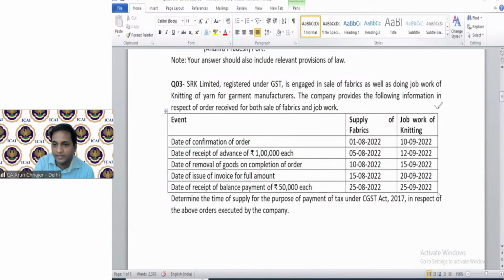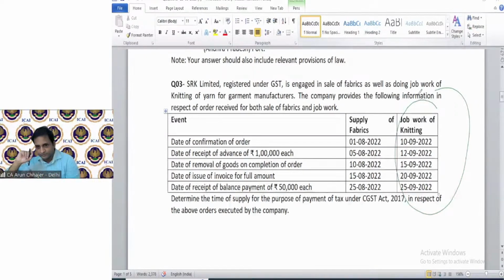Now you please tell me what is the time of supply for this job work. You are requested to give me the answer for the time of supply for job work service.